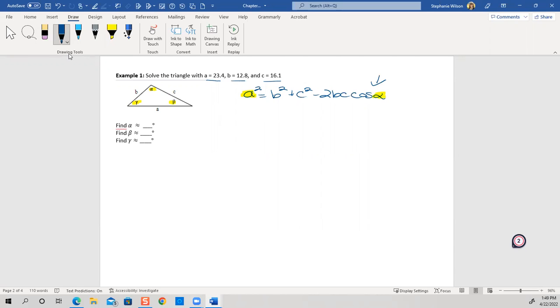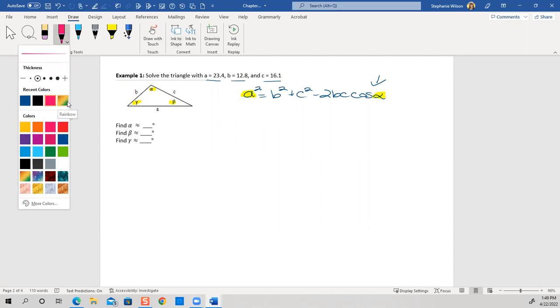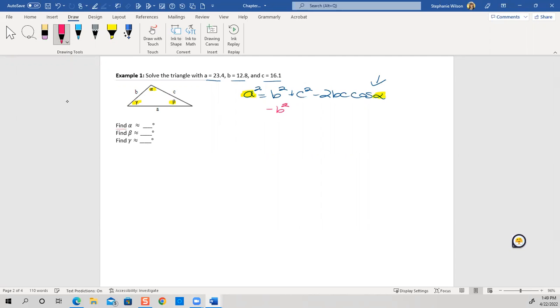In order to get alpha by itself, I need to start cleaning up the side. I notice I have b squared plus c squared, so I subtract them from both sides. Some of you may want to plug in first and put them together, then do it. You can do that as well, but I'm just going to do it while it's still in the variable terms. So now I have a squared minus b squared minus c squared is equal to negative 2bc cosine of alpha.